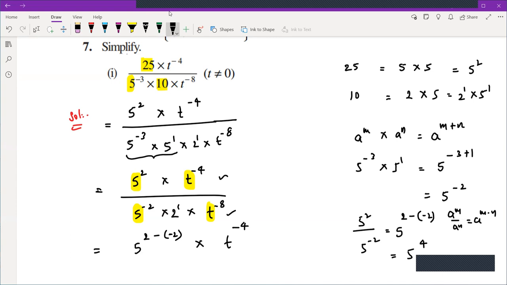What do we have to write next? Minus 4 minus, in brackets, minus 8. Yeah, minus of minus 8, whole divided by 2 is left out. So 2, write as it is.